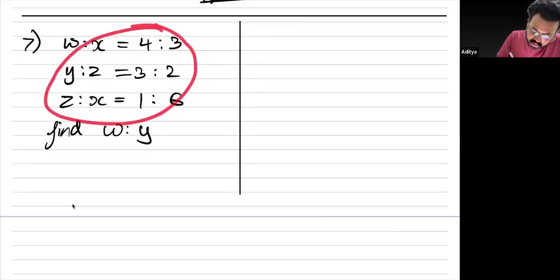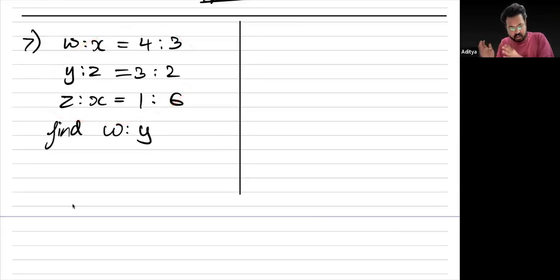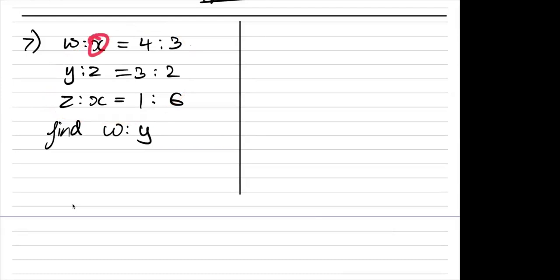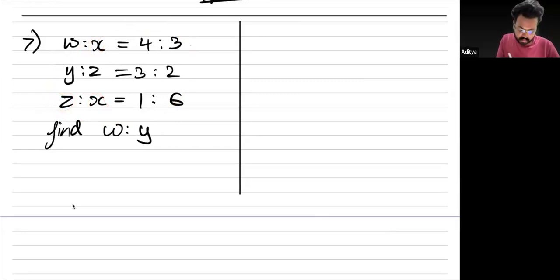The way to go about doing this is either you can convert everything into fractions and then try to figure out a way to eliminate x. Saurabh, not correct. Try. You have to find a way to eliminate x and z.